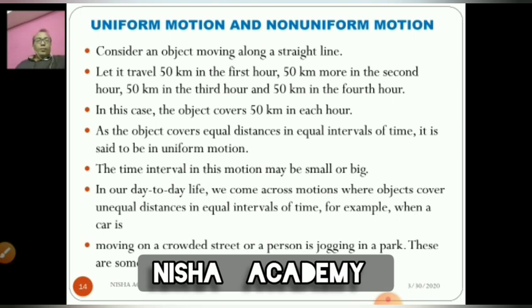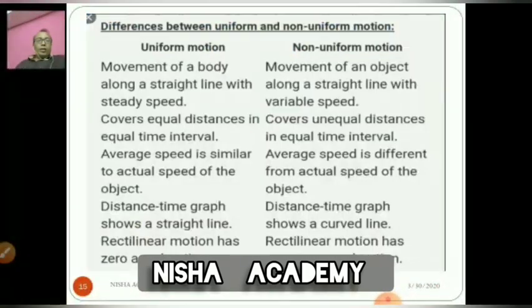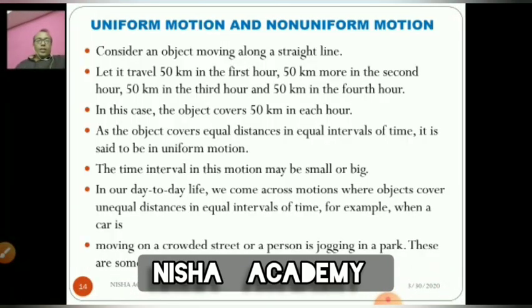What can you observe? In this case, the object covers 50 kilometers in each hour. So, as the object covers equal distance in equal time intervals, it is said to be in uniform motion. The time interval in this motion may be small or big.